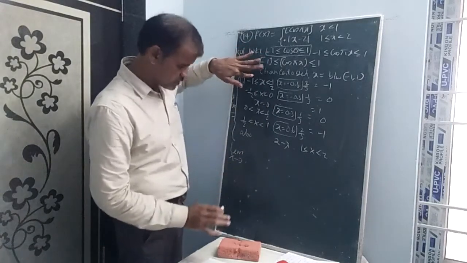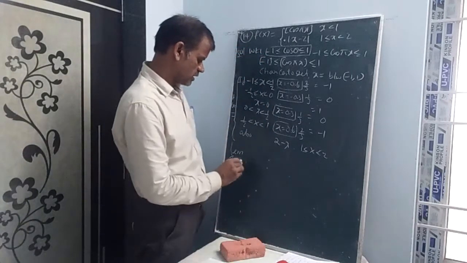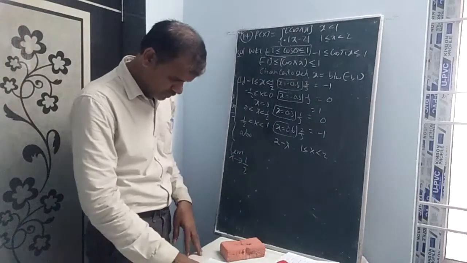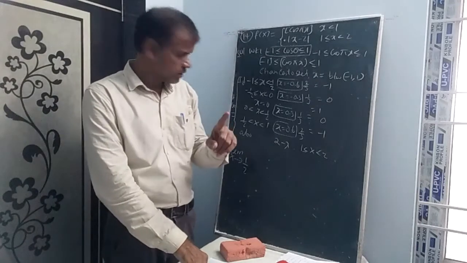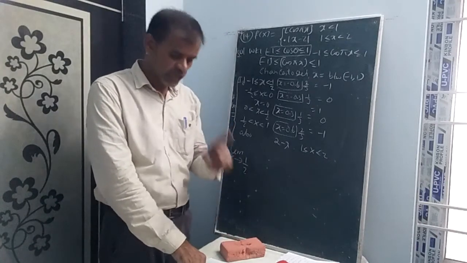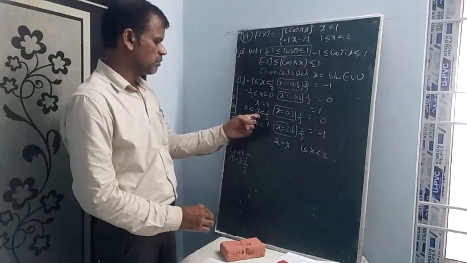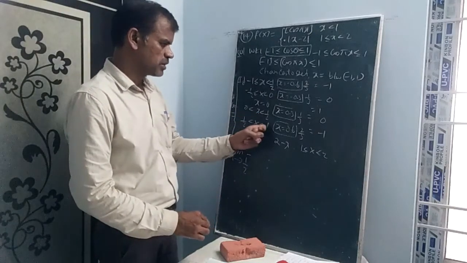So for −1/2 plus and so on, let us simply verify at 1/2 or −1/2. Of course, he did not give an option regarding −1/2, so let us verify only at 1/2. The limit as x tends to 1/2 minus is this one, and 1/2 plus is this one.